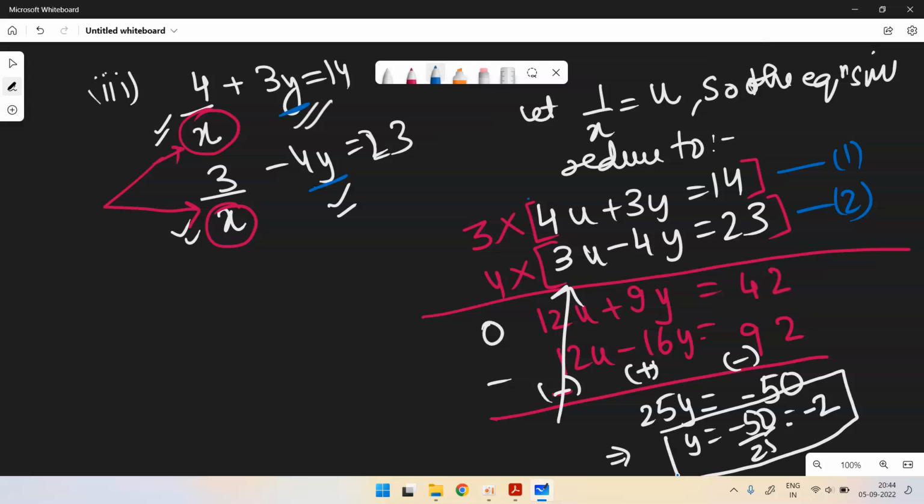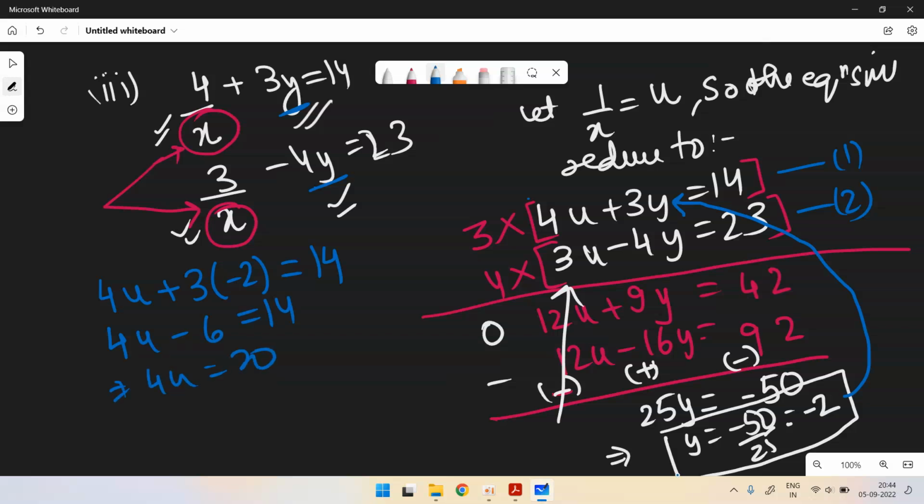Now I am substituting this value of y in equation number 1. So we get 4 into u plus 3 into minus 2 equal to 14. So 4u minus 6 equal to 14, which implies 4u equal to 20. So 14 plus 6 is 20, which implies u equal to 20 by 4, that is nothing but 5.